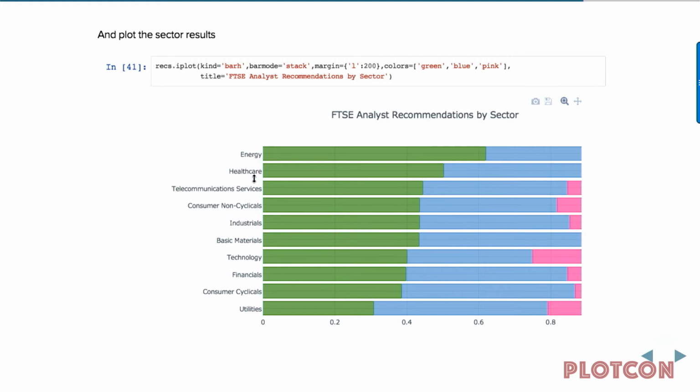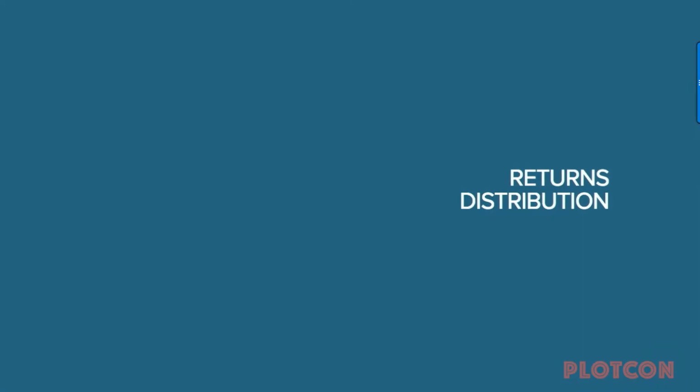So we can see here that energy is the one that has the highest number of buy recommendations, whereas financials is the one that has the lowest, well, it's on the lower side, right, on the FTSE. Right? Let's look at the last example. Let's look at other types of charts.